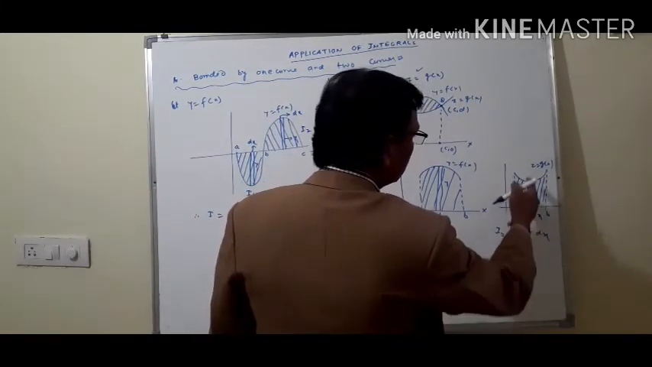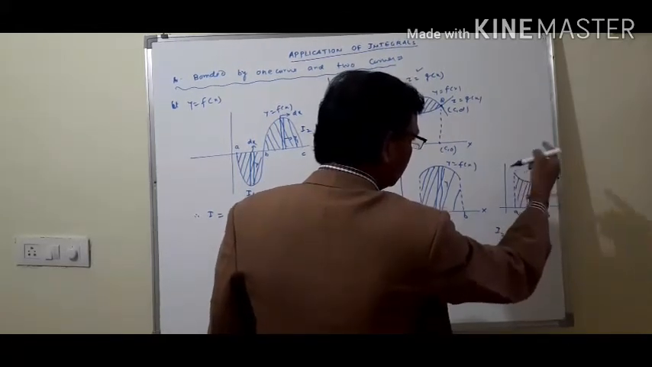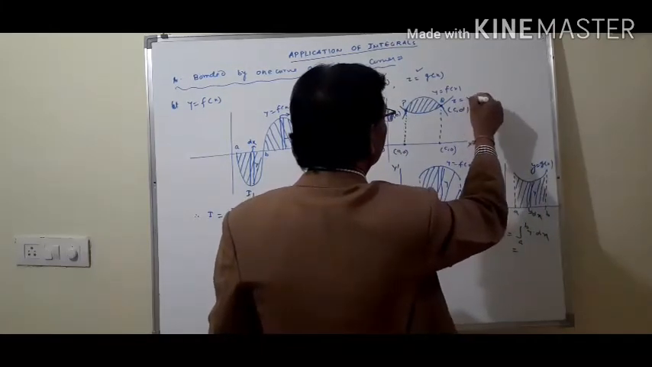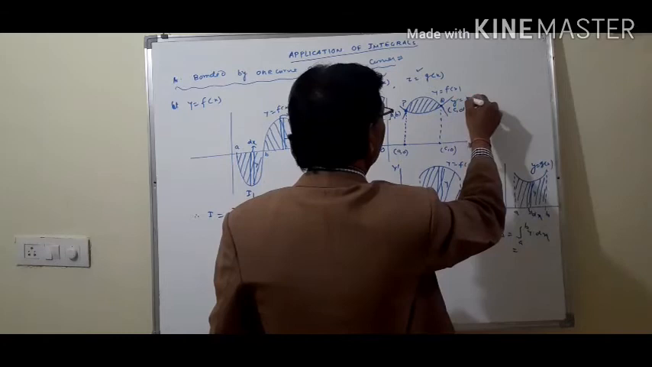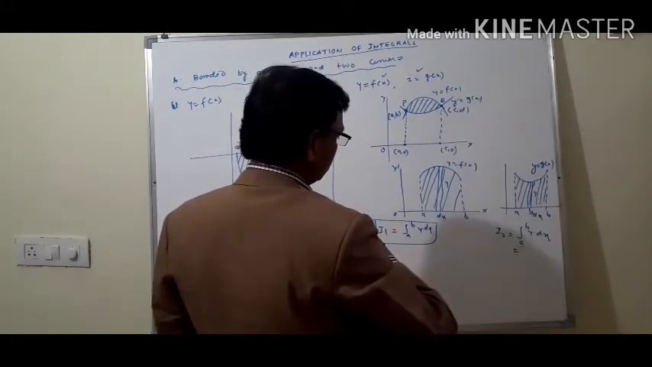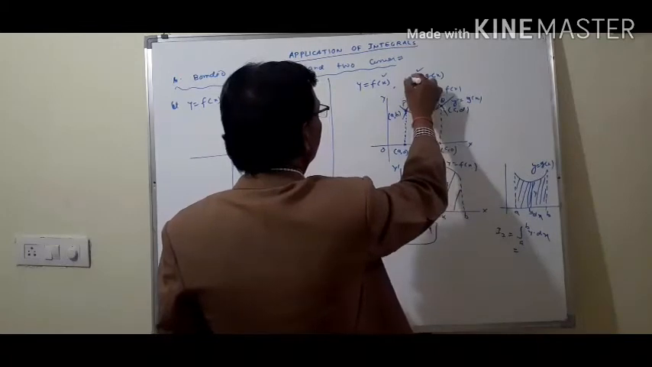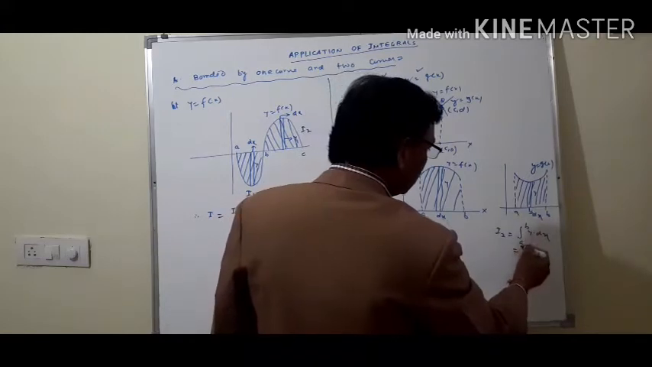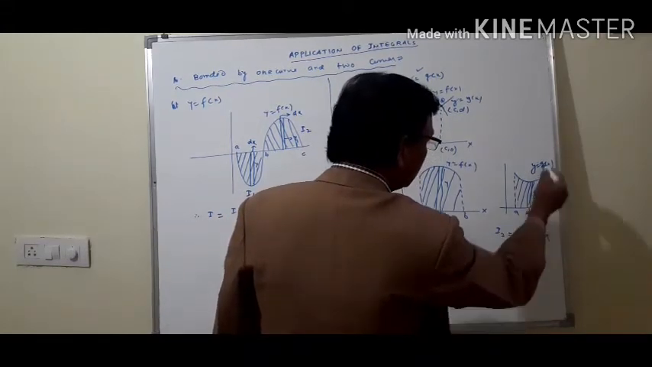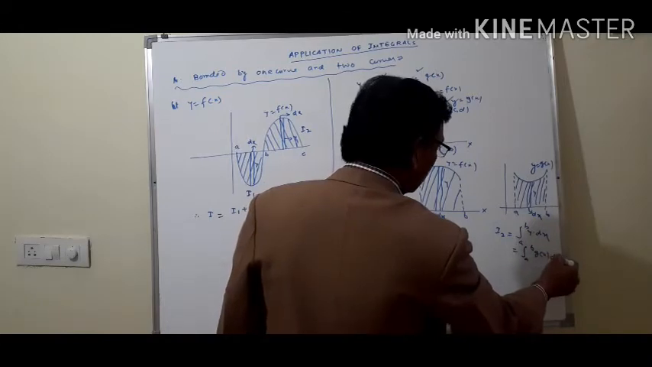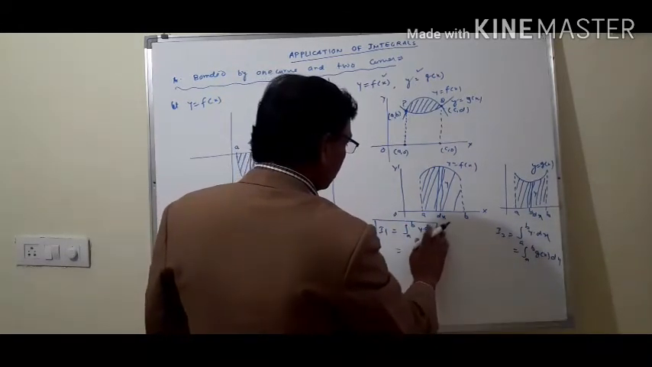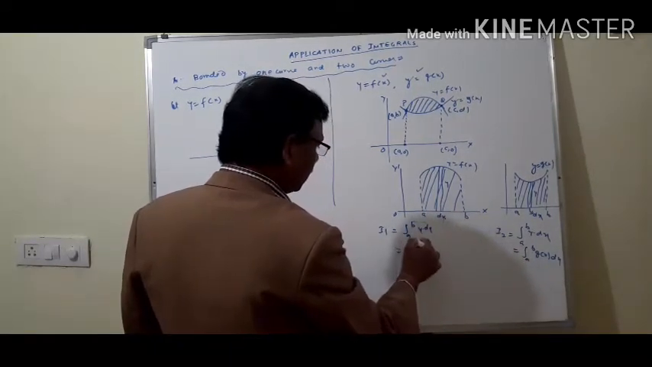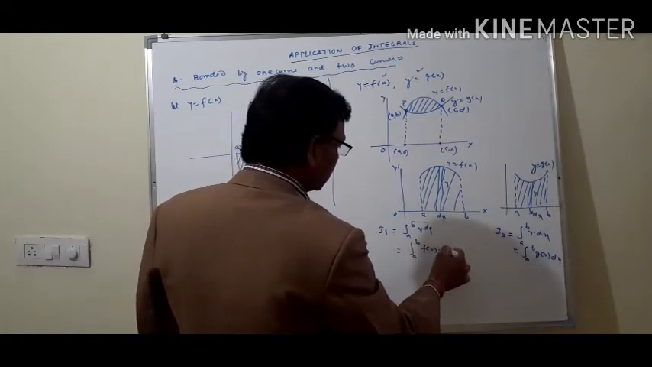But here the given function is y equal to g of x. Then this will be y into dx. Since here from a to b, y equal to g of x, this will be g of x into dx, and I1 equals the integration from a to b of f of x into dx.